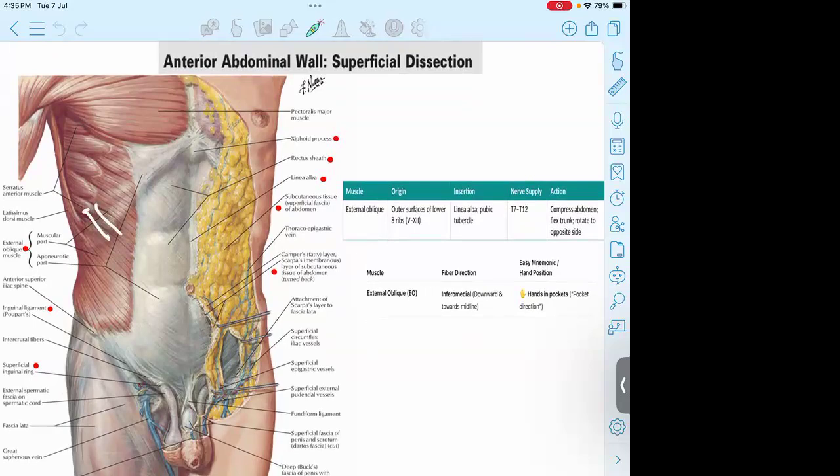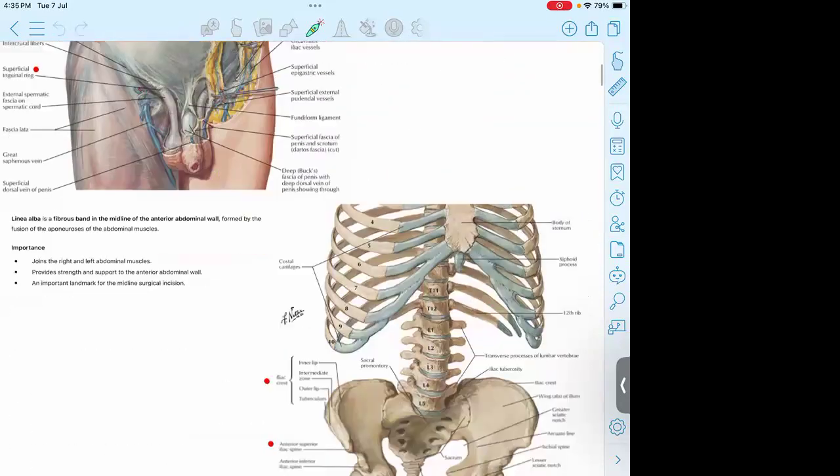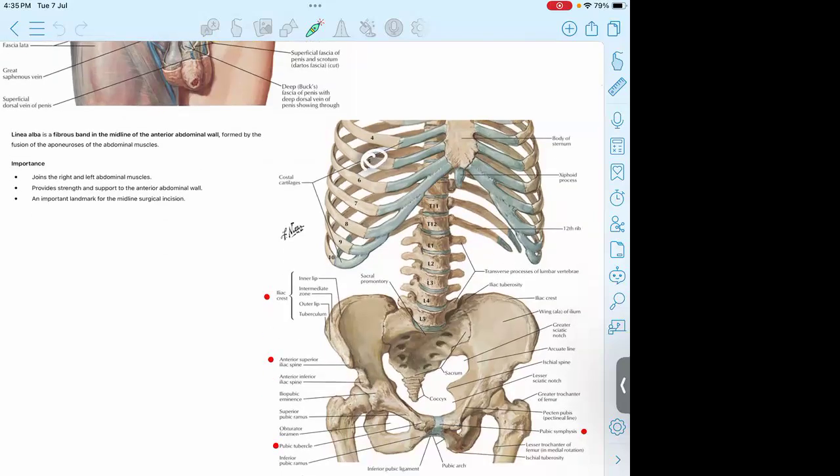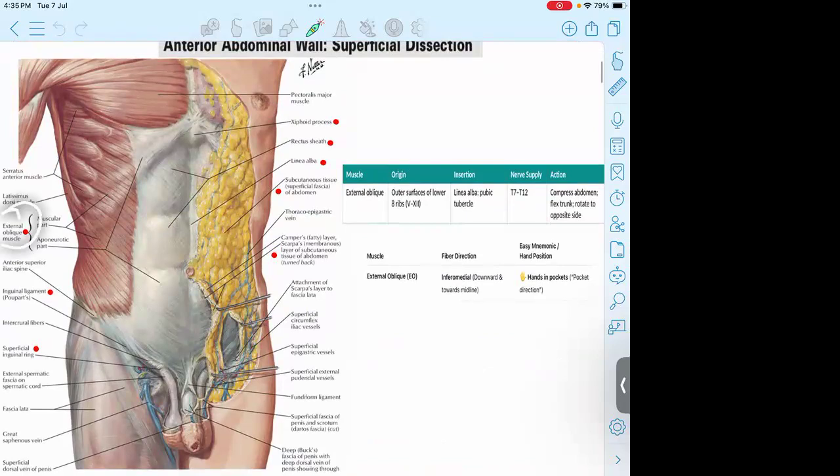See the image here, external oblique muscle. Our first muscle, we will study that external oblique muscle. The external oblique muscle's origin is the outer surface of the lower 8 ribs. Lower 8 ribs means 5 to 12 ribs. See this image, 5 to 12 ribs. Okay, on the outer surface of these ribs, our external oblique muscle will originate. Then it will insert at the linea alba and pubic tubercle.